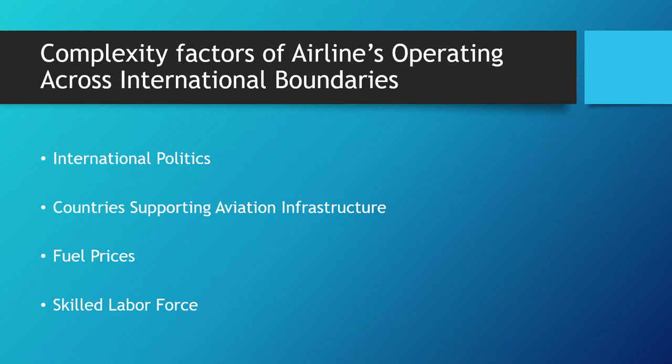The status of each one of these factors in each individual country that an international airline operates in can have a unique level of influence on airline operations that makes it even more challenging for an airline to plan for and respond to. Over the course of the next few slides, we'll delve deeper into how these complexity factors can affect an airline's performance and profitability.